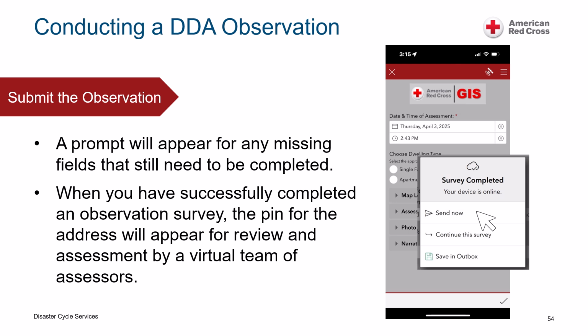At this point, you may see a prompt appear for any required field you may have missed. Go back and complete all required fields before proceeding. If you do not have cellular service, you can select Save in Outbox. However, do not forget to clear your outbox before you end your shift.